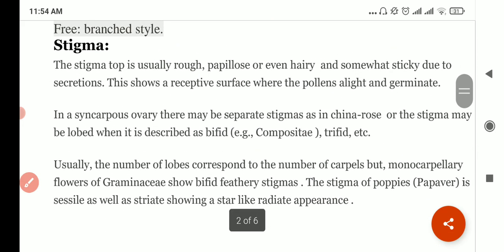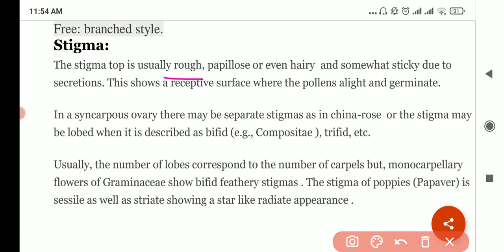Now looking at the stigma. The stigma is rough and hairy, papillose or even hairy and sticky due to secretions. This shows the receptive surface where the pollen will land and germinate.